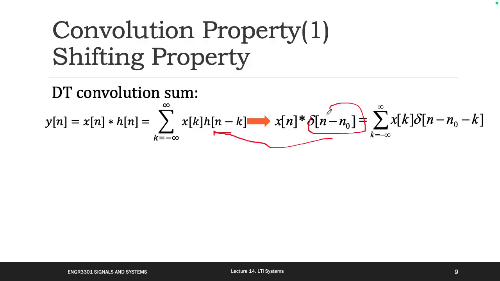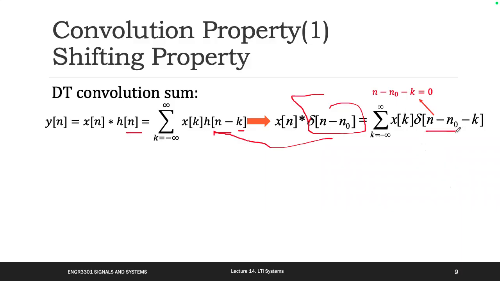Why? Because here this is n, and here it is n minus n0, so here it is n minus n0 minus k, because here is a k. Which means for now, we just suppose hn equals this one, but remember, hn does not always equal this one. When n minus n0 minus k equals 0, the delta will equal 1. Otherwise, it will equal 0. That makes sense to you?